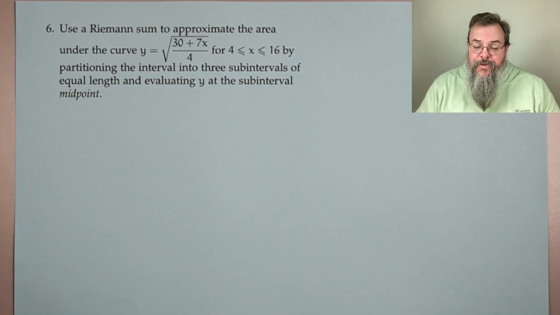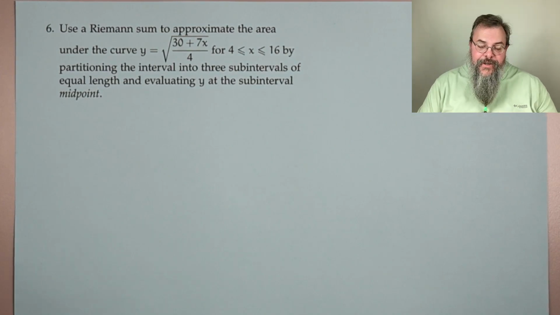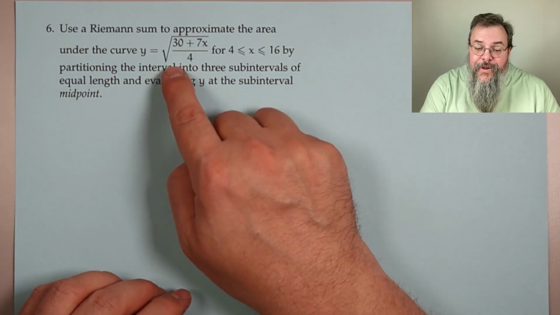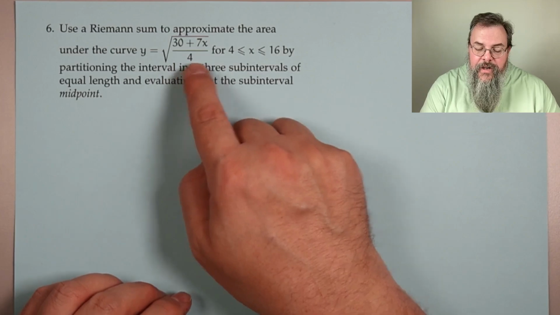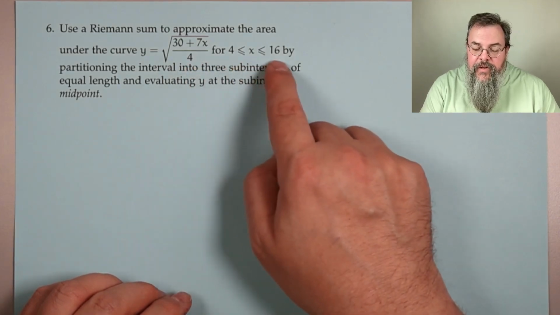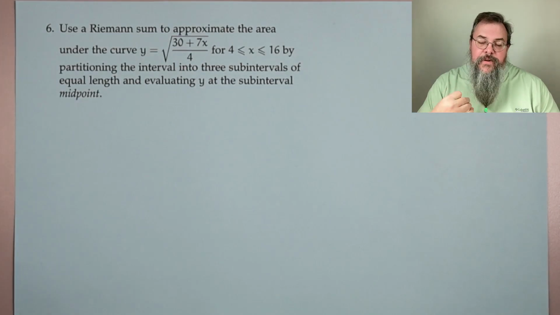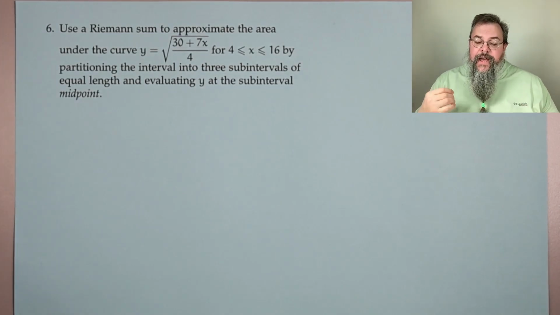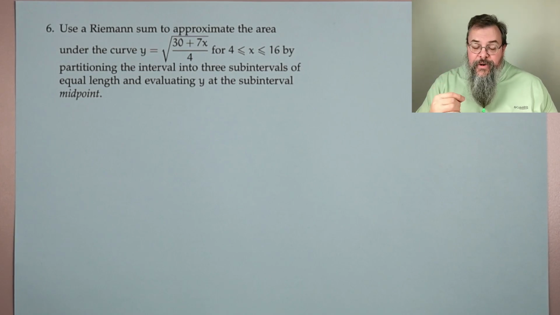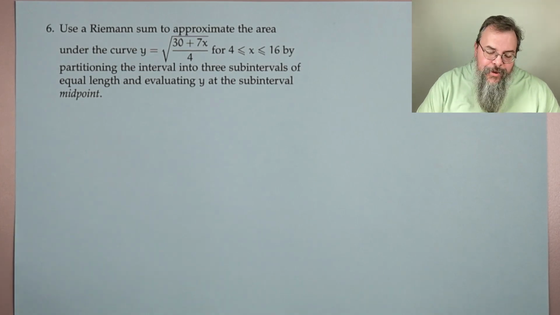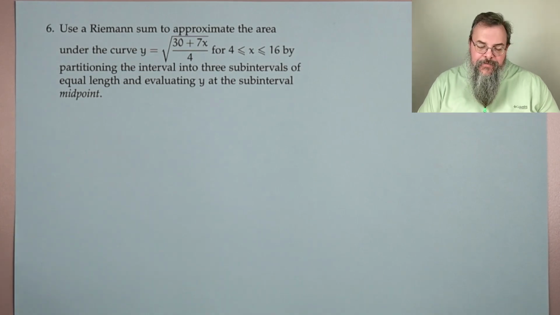Use a Riemann sum to approximate the area under the curve y equals the square root of (30 plus 7x) over 4 for x going from 4 to 16 by partitioning the interval into 3 subintervals of equal length and evaluating y at the subinterval midpoint. Okay, well, let's see what's going on here.